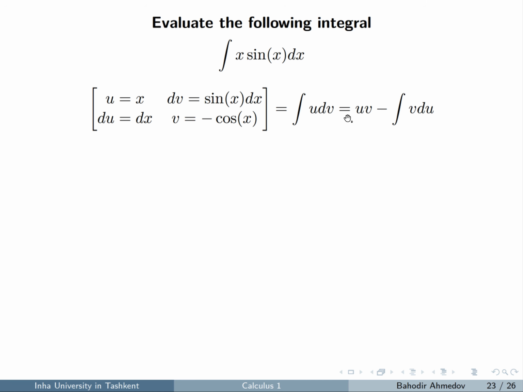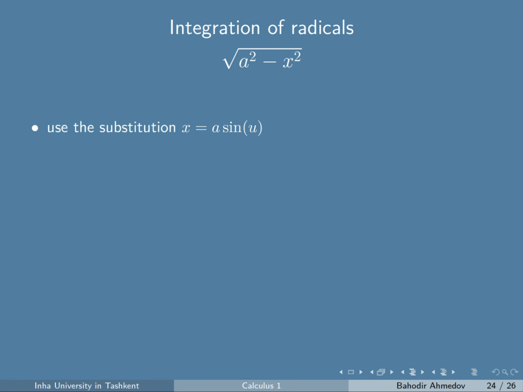Then the integral of u dv is equal to uv minus the integral of v du. We're just going to substitute u and v from here and v du from here. So uv is going to be x multiplied by minus cosine of x, and v du is going to be minus cosine of x multiplied by dx, so it's going to be with the plus, and the integration of cosine is simply sine of x. So again, the idea of integration by parts is that we're going to get rid of one of the functions if we have the multiplication inside the integration.